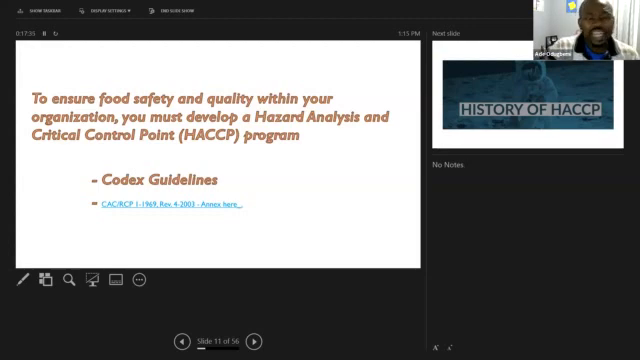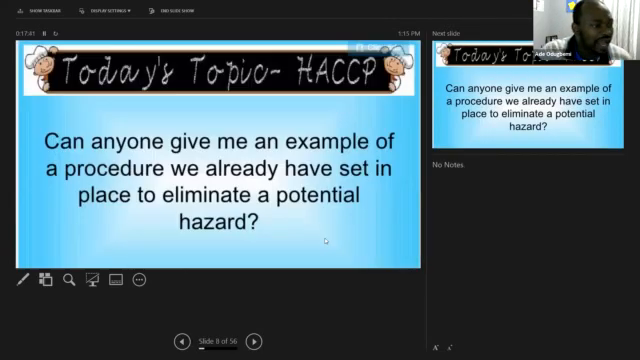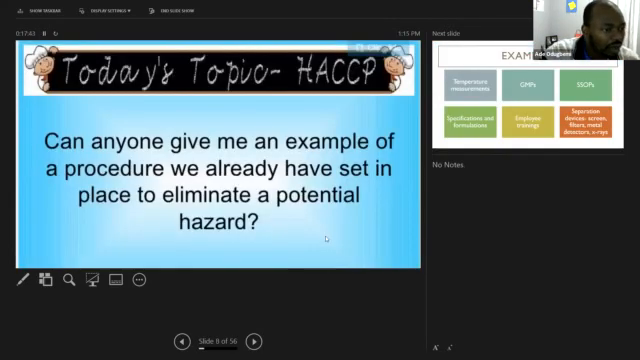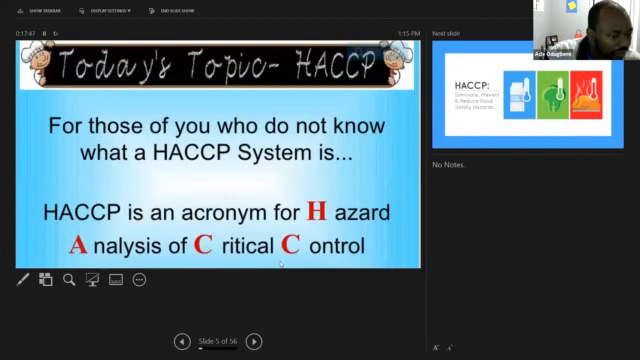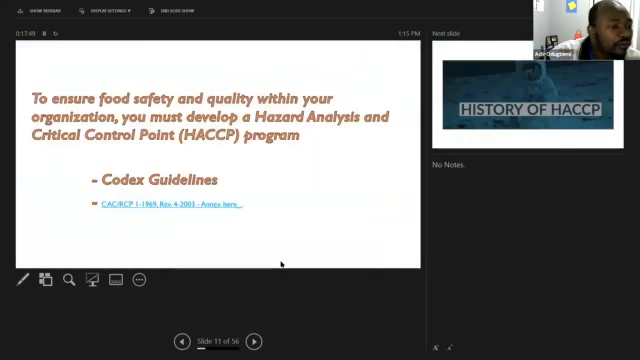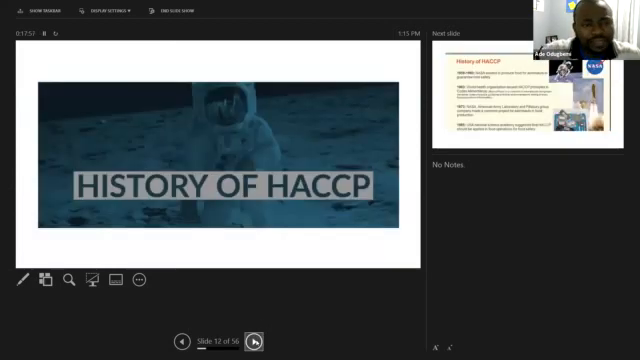So Codex says if you handle food at any stage or any level, if you handle food, you must have a food safety plan that is developed under this Codex system. So let me give a little bit of an example of how HACCP came about. What is the history of HACCP? What is the history behind this?